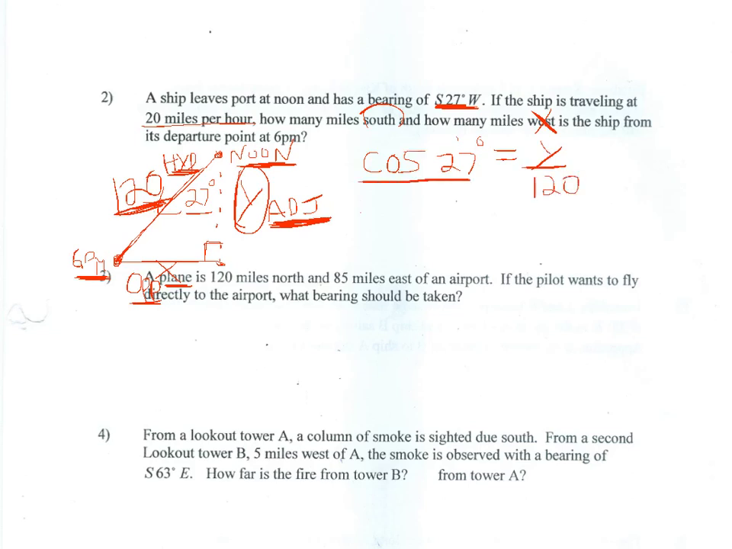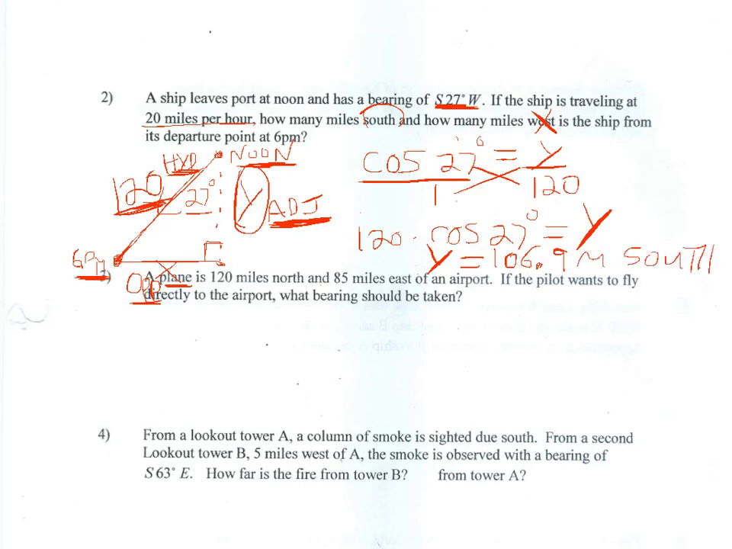It's like taking this cosine 27, putting it over 1. So when you cross multiply, it's 120 times the cosine of 27 is going to equal 1 times y. So make sure you're in degree mode, you put that in, and you should get your y value to be about 106.9 miles south. Let's put miles south. All right. So there it is.